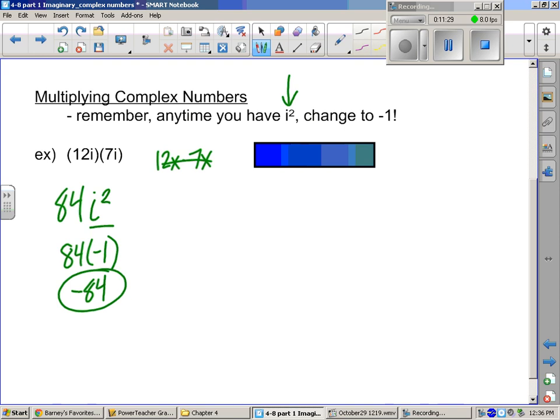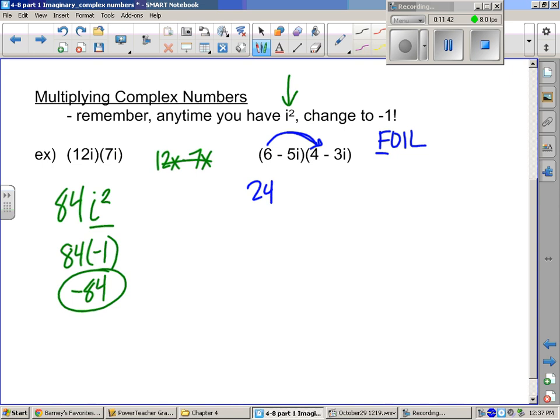Well, that's cool. Let's do some binomials. We're going to have to use our foiling, F-O-I-L, when you multiply two binomials. First times first. So that's 6 times 4. That's just 24. O is outer times outer. 6 times negative 3i is negative 18i. Then we've got I, inner times inner. That'll be negative 20i. And then last times last. This is the tricky one. This will be a positive, and it ends up being 15.